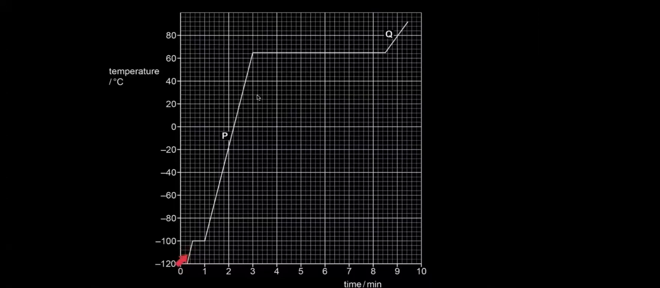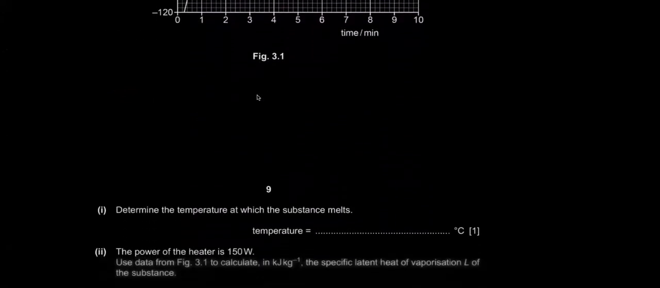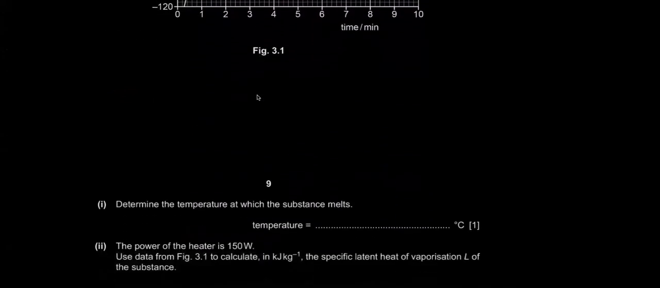So this must be a solid. This must be the melting portion. This must be the liquid. This must be the boiling portion. And this is when all of it has become gas, right? So this is the melting part. So the temperature here is minus 100 degrees centigrade.